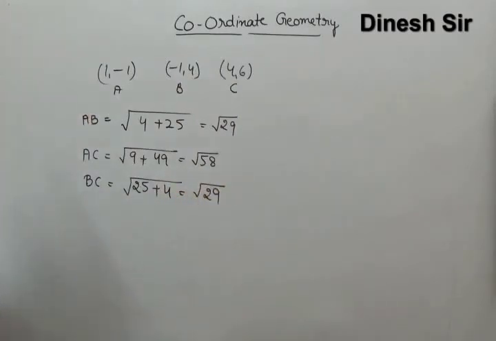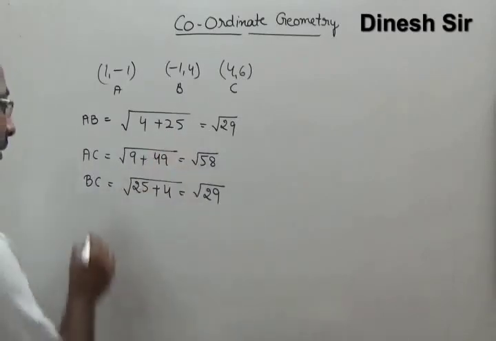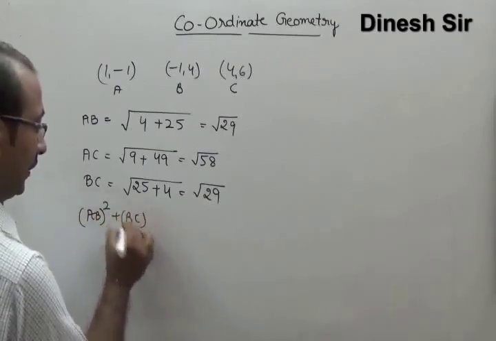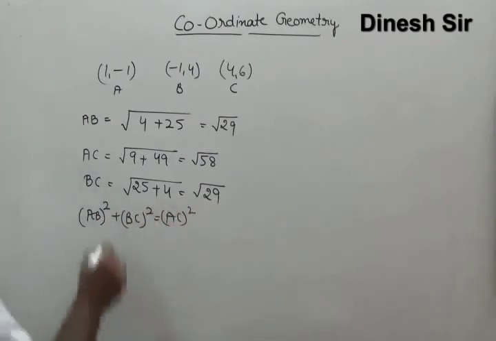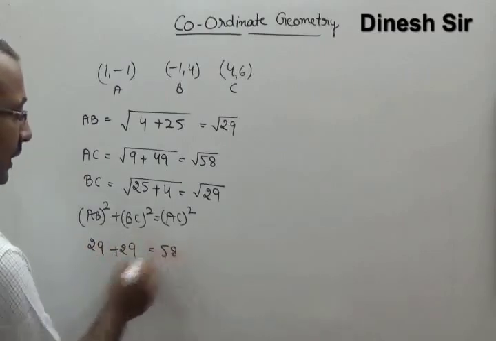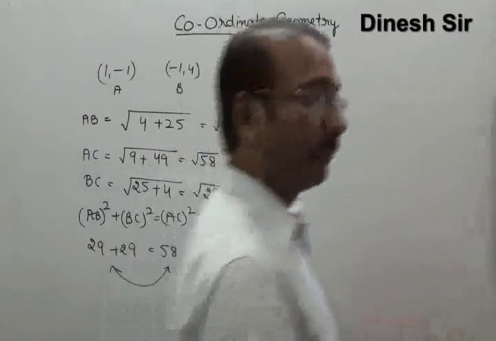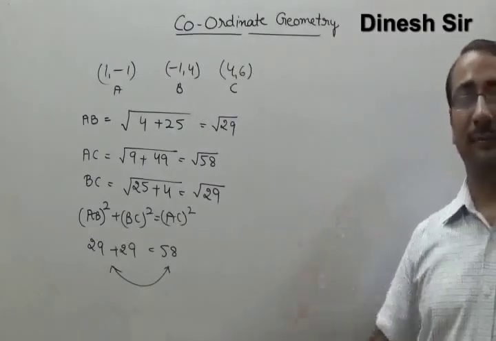Now what we have got here is AB, AC and BC. In order to apply the Pythagoras theorem, we know that the sum of the squares of two sides is equal to the square of the third one. So in this question, I will check whether AB square plus BC square is equal to AC square or not, that we have to verify. We can say AB square is 29, BC square is 29 and this is equal to 58. Left hand side is equal to right hand side. So we can say that the triangle formed by these 3 points is a right angle triangle. I hope it's clear.